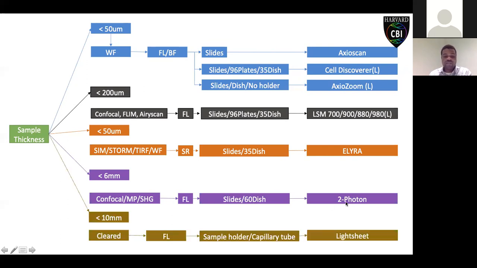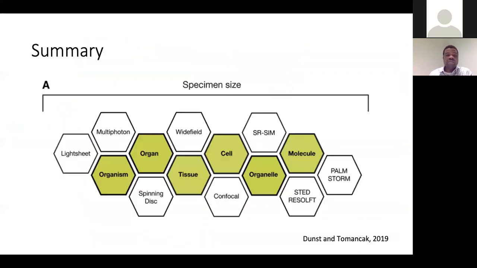And then the final part is for tissues that are quite large. You have cleared them, and you want to get the entire tissue or organ. The light sheet microscope is ideal. So I hope this guide will help you determine what microscope or technology is useful for what you are interested in acquiring, and how the acquisition should be done.